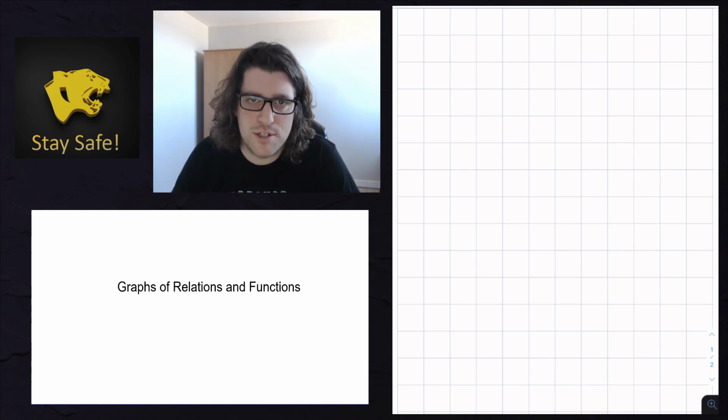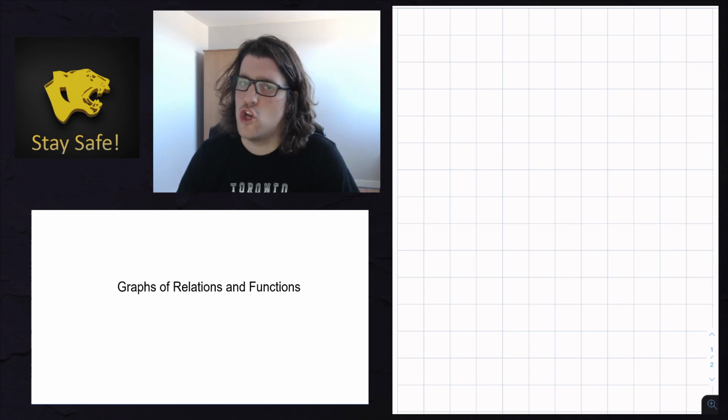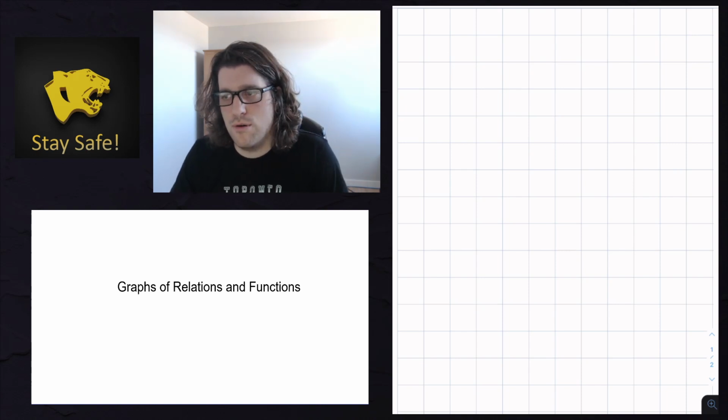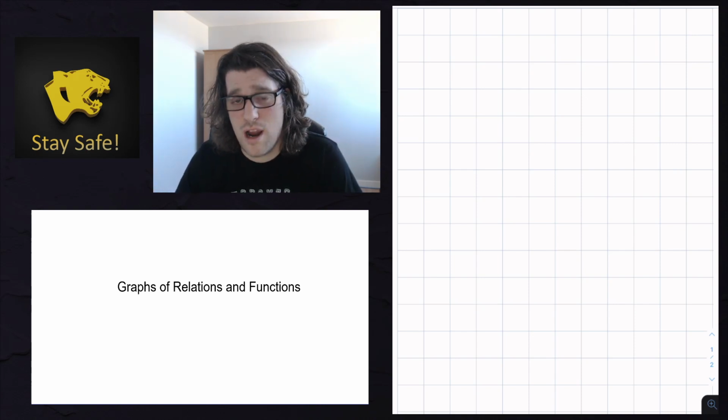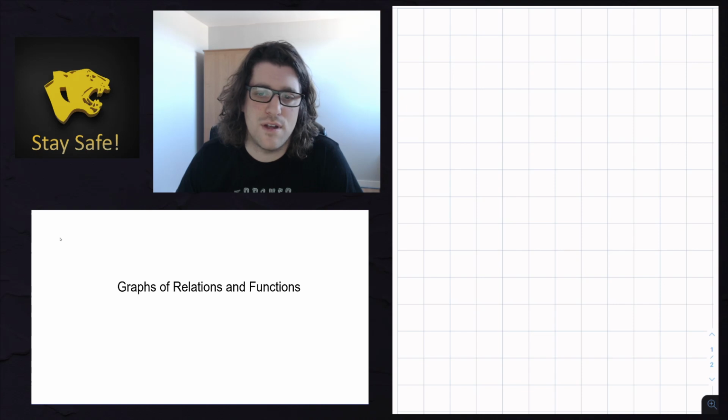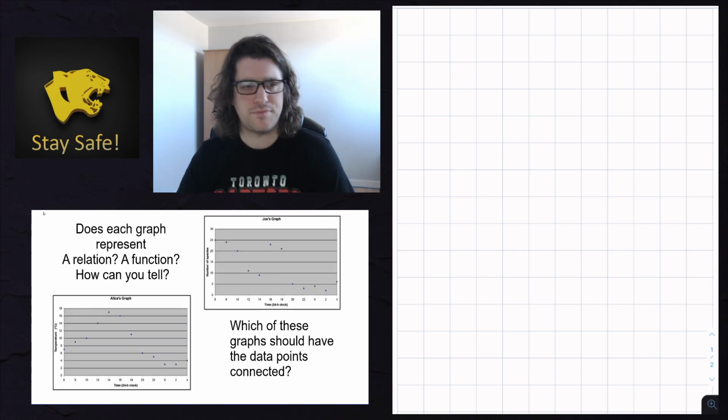Functions are a little more special. Functions, as we took a look at, require that for each input that you have, each value that you're given, each domain value, there is one and only one output value or range value that goes along with it. So we're going to see how that meshes in with the idea of graphing. So today, graphs of relations and functions.